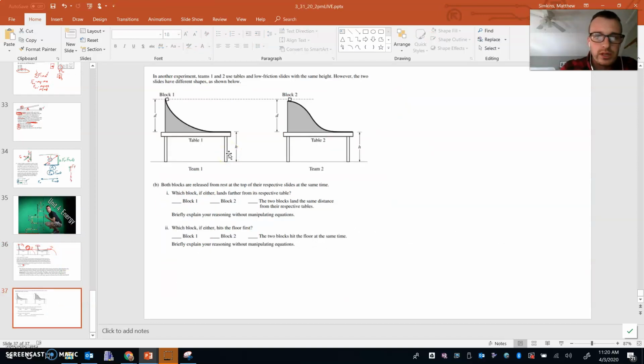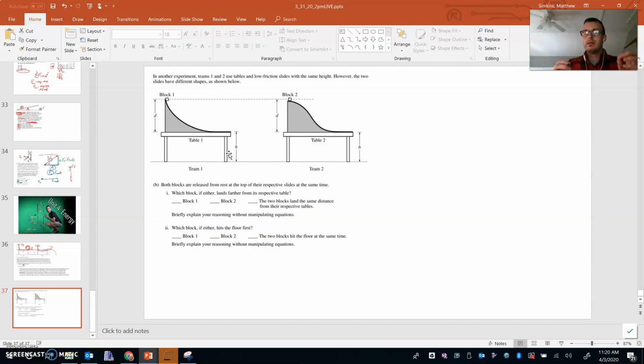In another experiment, teams wanted to use tables and low-friction slides with the same height. Sounds fair. However, the two slides have different shapes, as shown below. Both blocks are released from rest at the top of their respective slides at the same time. Which block, if either, lands farther from its respective table?